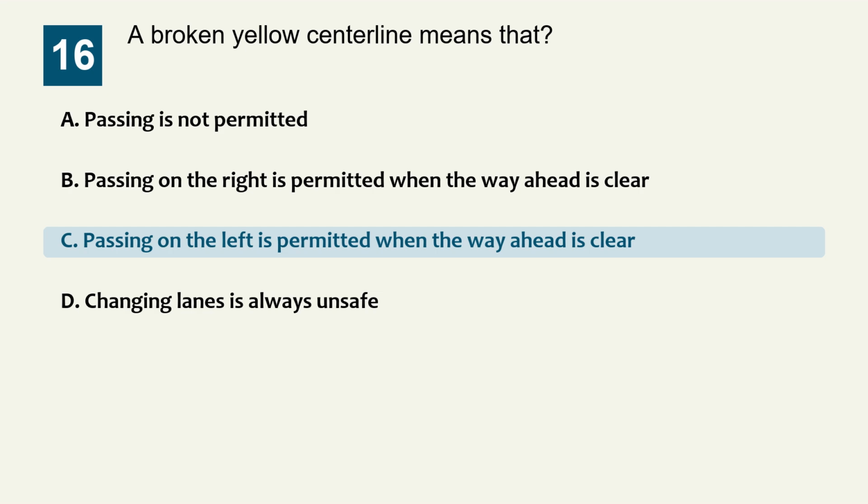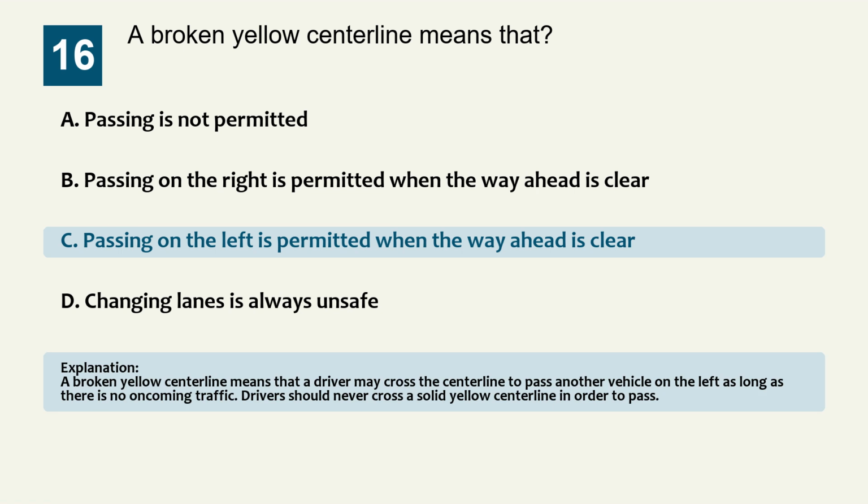The correct answer is option C. Passing on the left is permitted when the way ahead is clear. A broken yellow center line means that a driver may cross the center line to pass another vehicle on the left as long as there is no oncoming traffic. Drivers should never cross a solid yellow center line in order to pass.